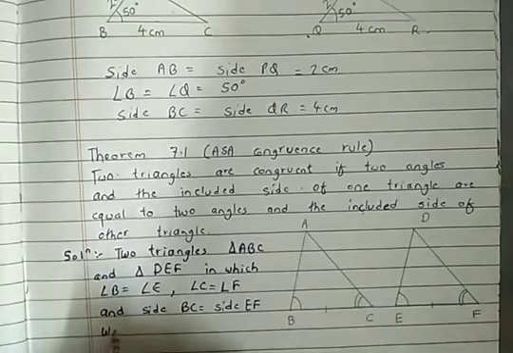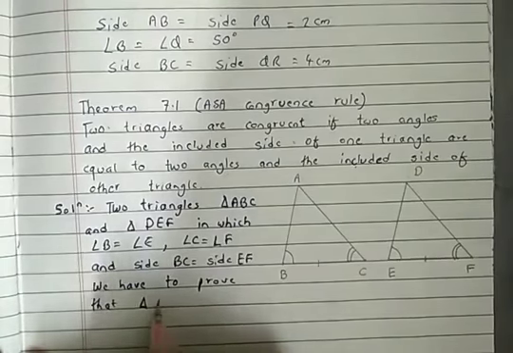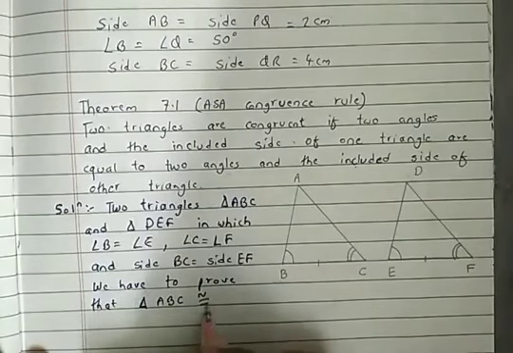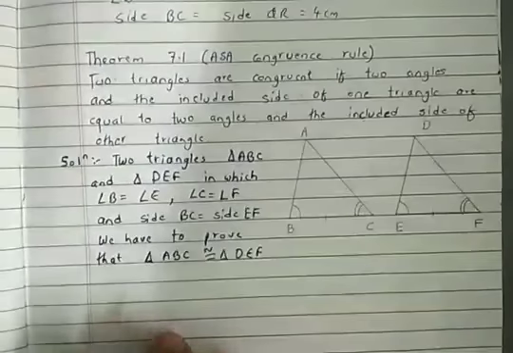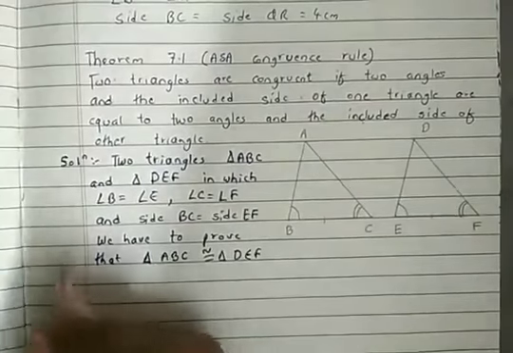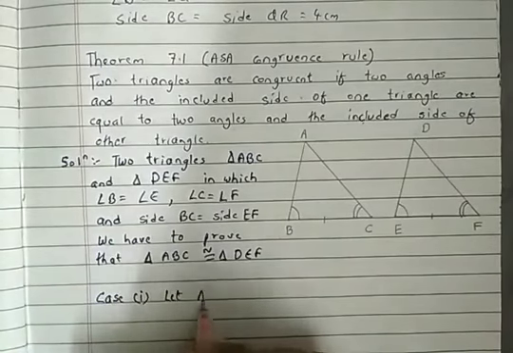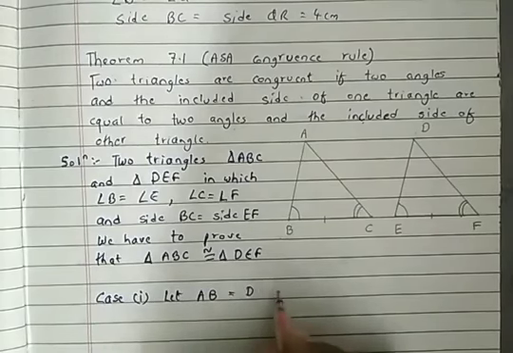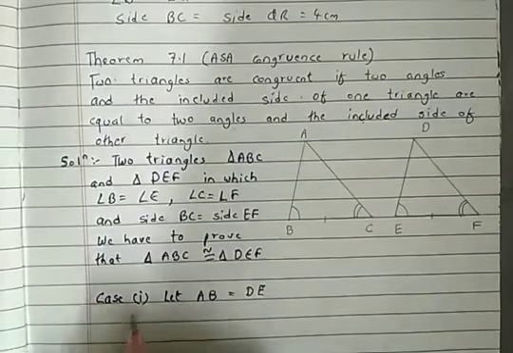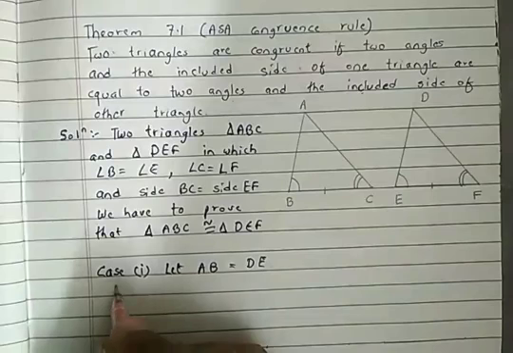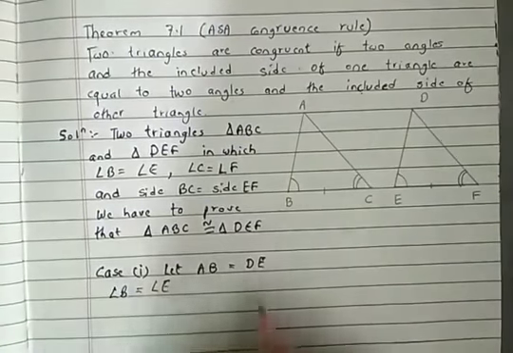So we have to prove that triangle ABC is congruent to triangle DEF. So what has to be done? Now to prove this, there are three cases. Let's see first case 1. Now you have to assume let AB equal to DE, right? You have to assume this, it is not given. Now since AB is equal to DE, angle B is equal to angle E, right? This is given.